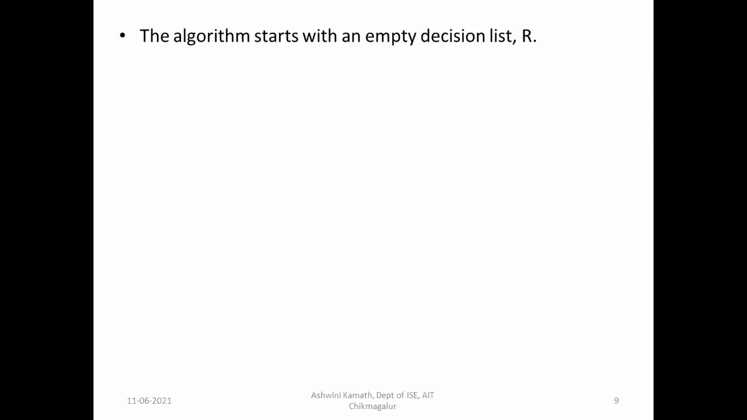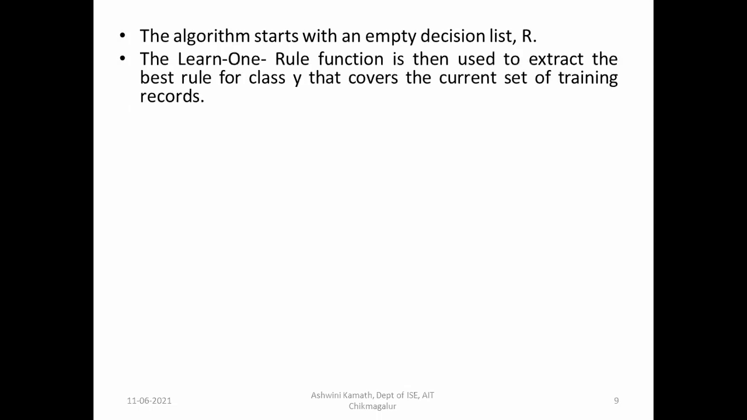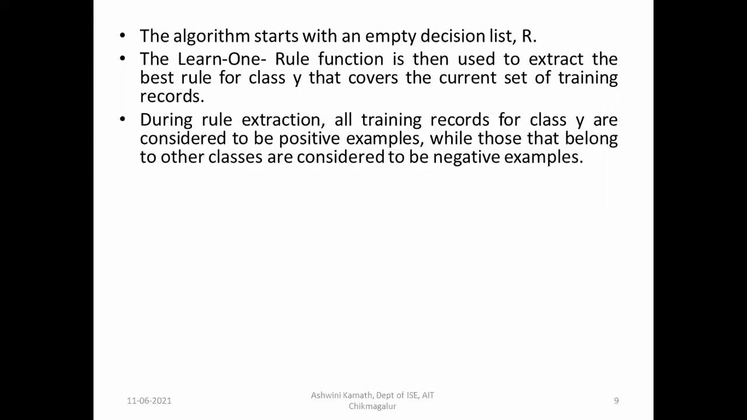The algorithm starts with an empty decision list R. Whatever we have discussed, the same thing is given in the explanation here. The algorithm starts with an empty decision list R. The learn one rule function is then used to extract the best rule for class y that covers the current set of training records.